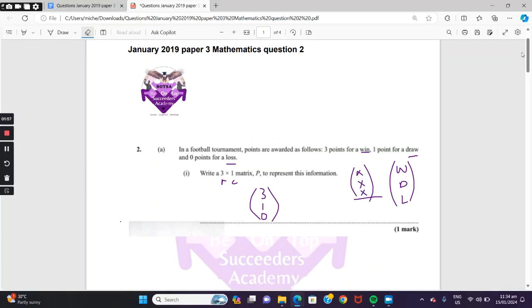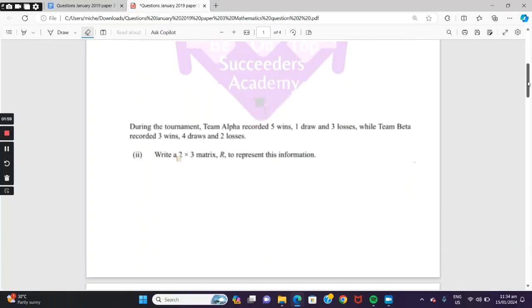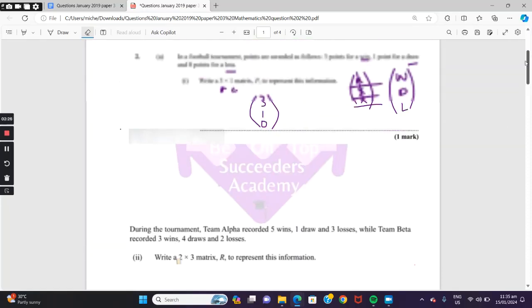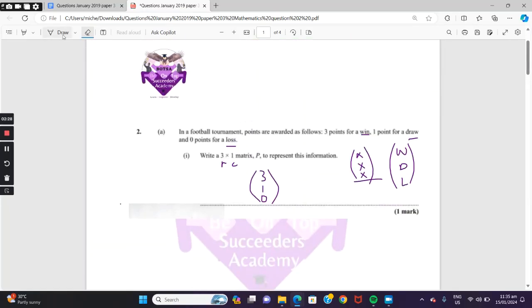Okay, so moving on to the next part of this paper. It says during the tournament, Team Alpha recorded 5 wins, 1 draw, and 3 losses, while Team Beta recorded 3 wins, 4 draws, and 2 losses. Write a 2 by 3 matrix R to represent this information. I forgot to put P. So let me put that one time, right? They call it matrix P, right?